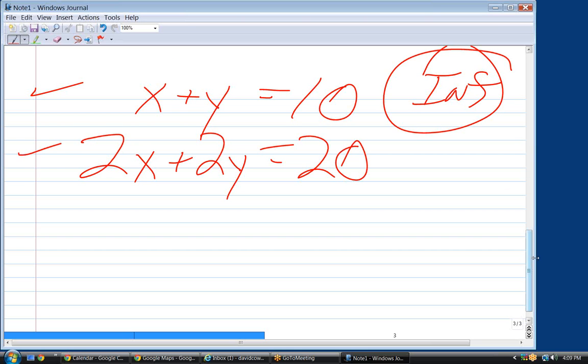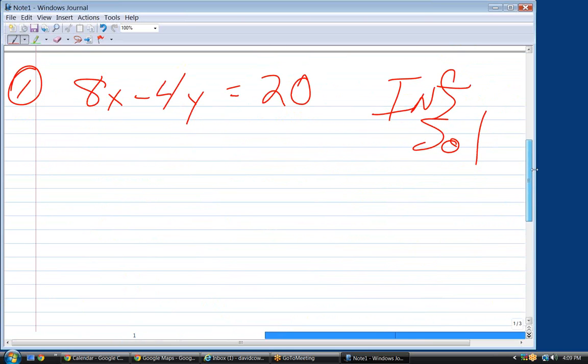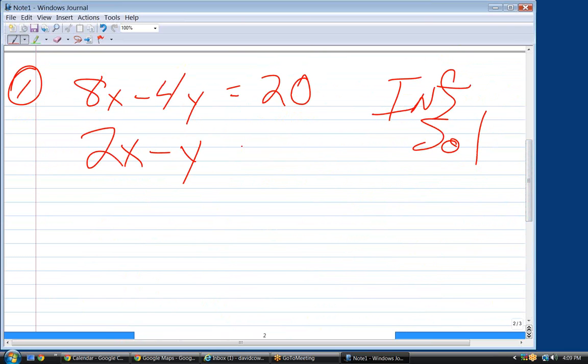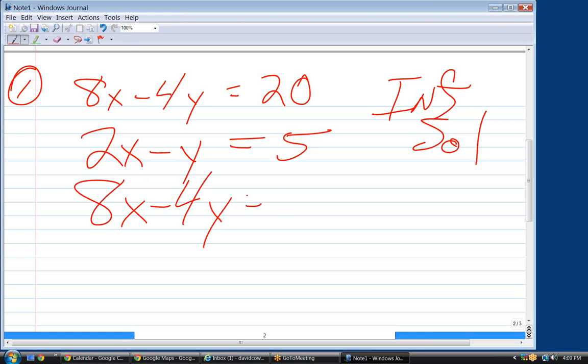Okay, well, if we look at that last problem, our second equation was 2x minus y equals 5. Well, if I multiply this by 4, I merely get the first equation again. They didn't really give you two independent equations. And when you have two equations that are the same thing, you have an infinite number of solutions.